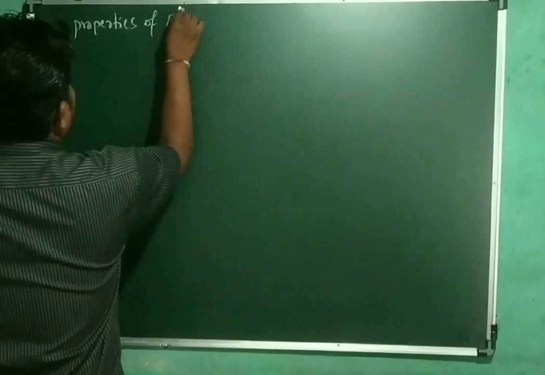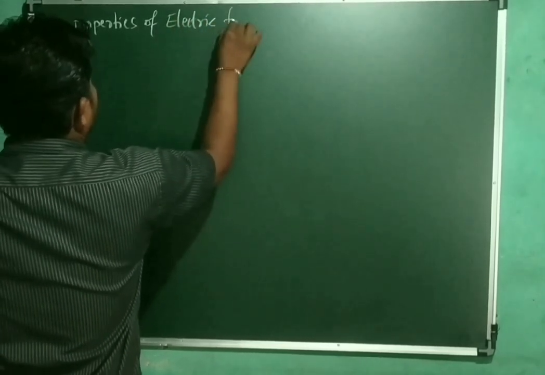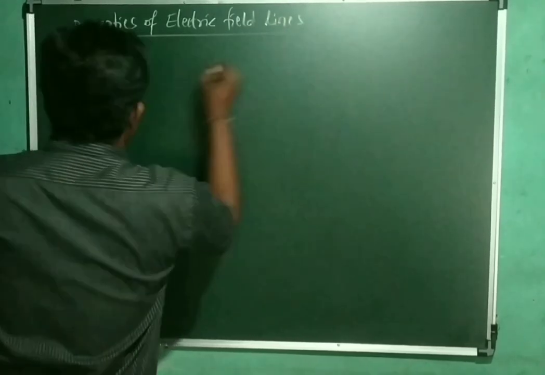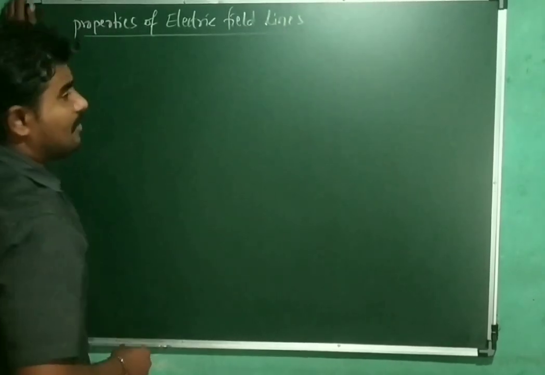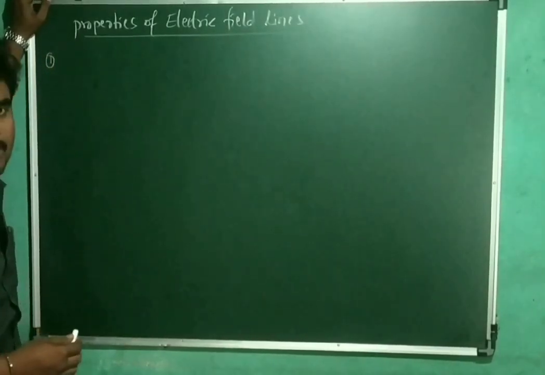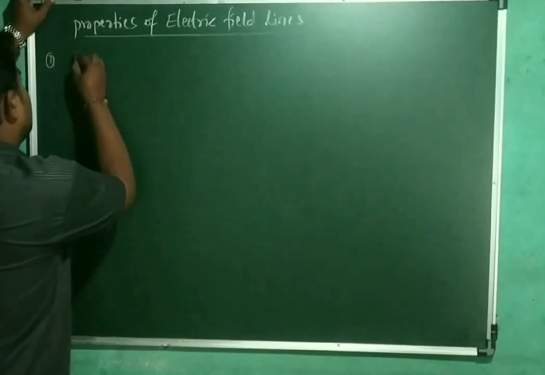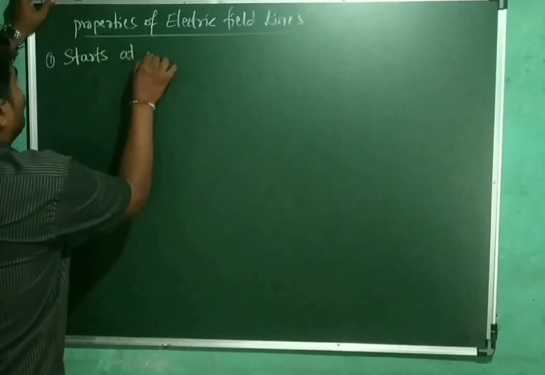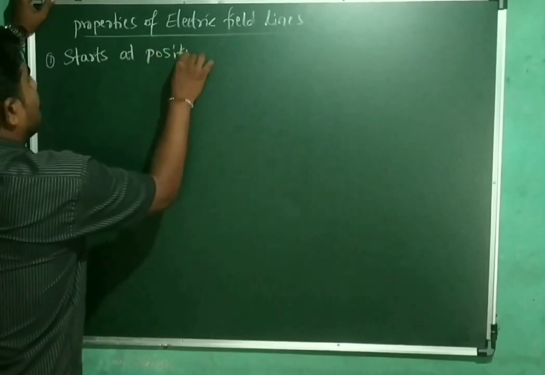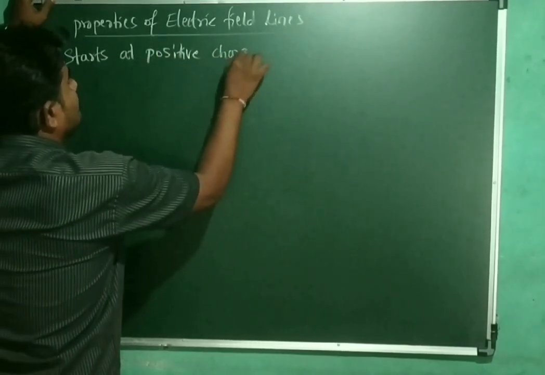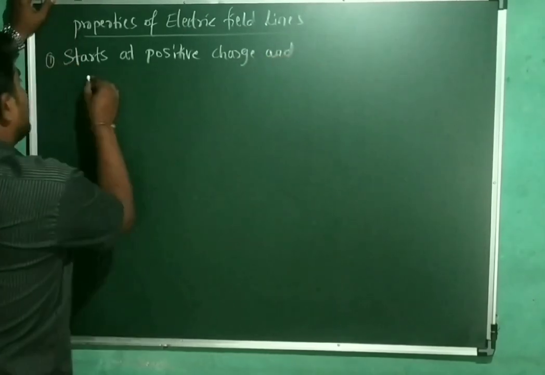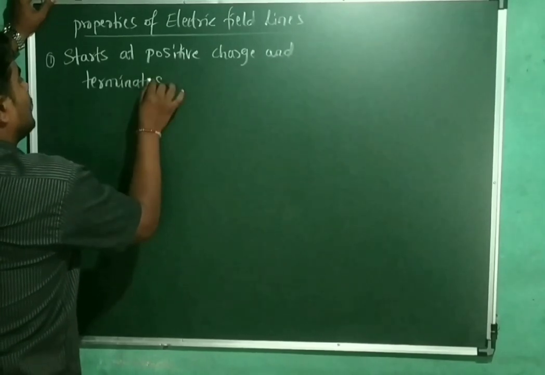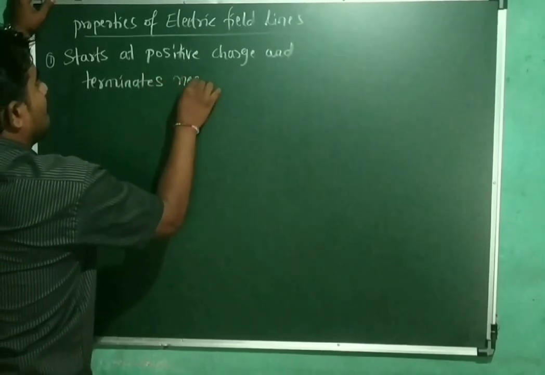Properties of electric field lines. The first property is that electric field lines start at positive charge and they terminate at negative charge. That is the first property. They start at positive charge and terminate at negative charge.